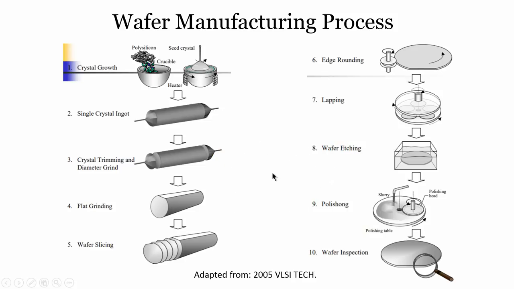We will see quickly. I will also show you the silicon wafers. So, once you have the flat grinding, you slice the wafer, then do the edge rounding, lapping, wafer etching, polishing, because finally, you want to have a polished surface. Finally, you have to do the wafer inspection. This is the wafer manufacturing process.